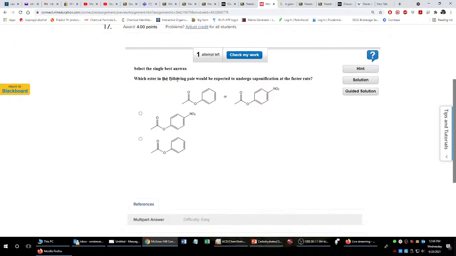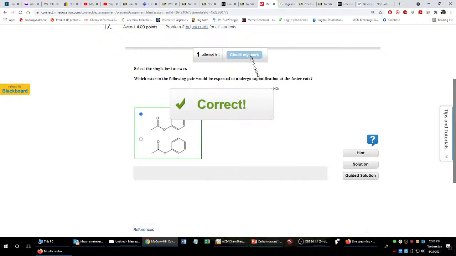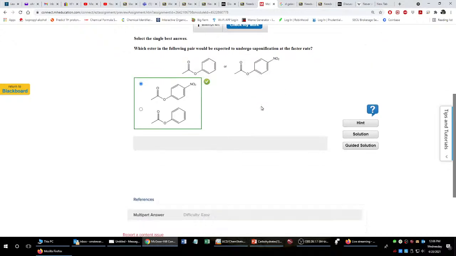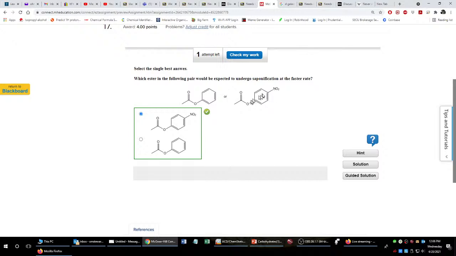Which ester in the following pair would be expected to undergo saponification with the faster rate? Well, you're looking for electron withdrawing. So this NO2 group here is going to be more electron withdrawing, which makes this carbonyl carbon more susceptible to attack. So my guess is going to be the top one. And that's correct. So the rationale here is that this NO2 group basically pulls electron density away from this benzene ring, making it more electron poor, which makes this carbonyl carbon a lot more electropositive. And so you're more likely to get that reaction.